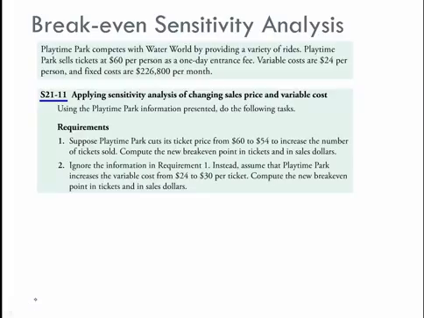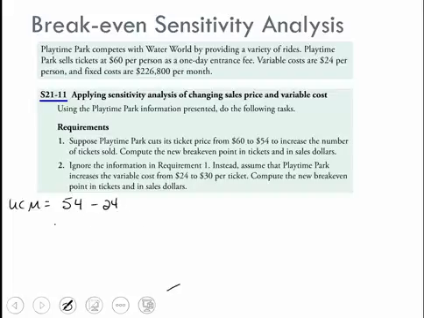Okay, now we're going to do a little sensitivity analysis. We're going to start with the same initial information, and we're going to say what happens if something changes. In the first one, it says that they dropped the ticket price from 60 to 54 and needed to increase the number of tickets sold. So the unit contribution margin now will be 54 minus the variable costs, which are still 24. So the unit contribution is now 30.